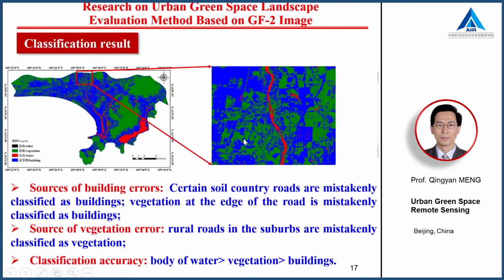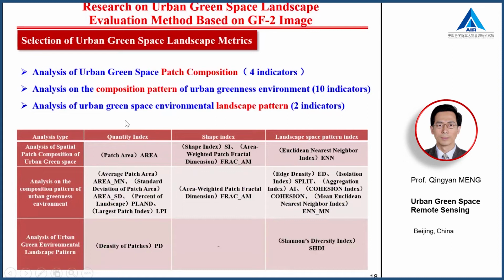When you conduct other studies, you must conduct such things, and then we select the urban green space landscape matrix based on past studies, and analyze the urban green space patch composition with 4 indicators, and analyze the composition patterns of the urban green space with 10 indicators, the different indicator parameters, and the urban green space environment landscape, the different analysis type, the quantity, the shape index, the landscape space pattern index.